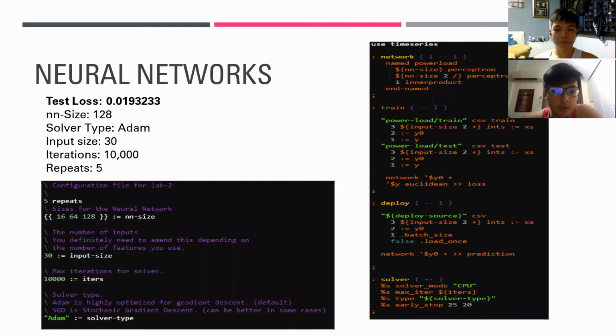Yeah, so just a bit on our neural network. We use a size of 128, a solver type of Adam, input size of 30, 10,000 iterations, and 5 repeats. So this yielded a test loss of 0.019 for our neural network.